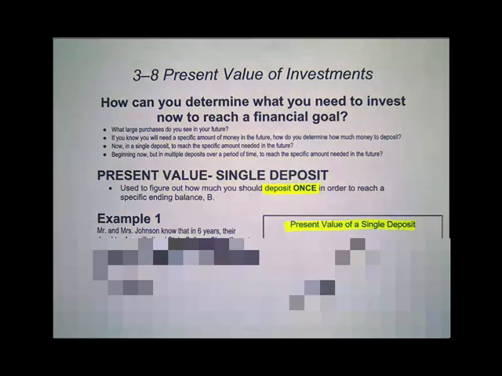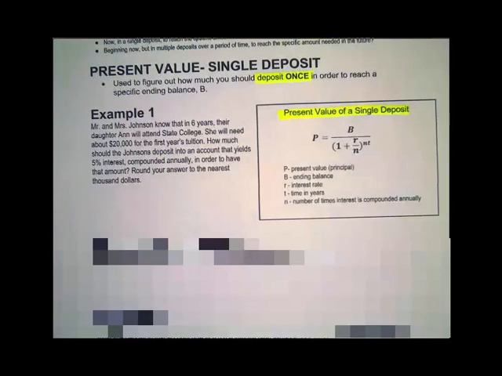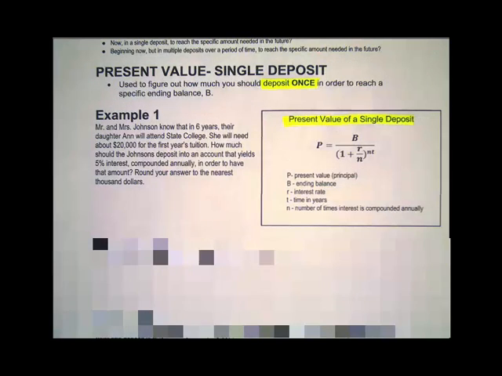All right, example 1. Mr. and Mrs. Johnson know that in 6 years their daughter Anne will attend state college. She will need about $20,000 for the first year's tuition. How much should the Johnsons deposit into an account that yields 5% interest compounded annually in order to have that amount? Round your answer to the nearest $1,000.